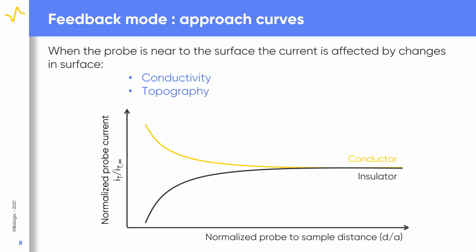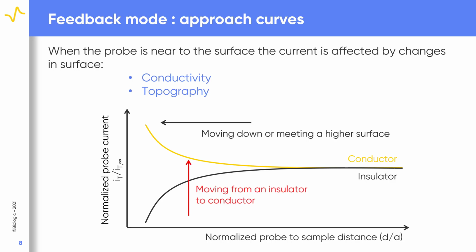When the approach curves to an insulator and conductor are overlaid, we can see that the signal measured by the probe is affected by the changes in surface conductivity and topography. Here we see that as the probe moves down, or it moves to a higher surface, an exponential change in signal is expected. If the probe instead moves between areas of different activity, the signal will change. In this case, moving from an insulator to a conductor will cause the signal to increase.